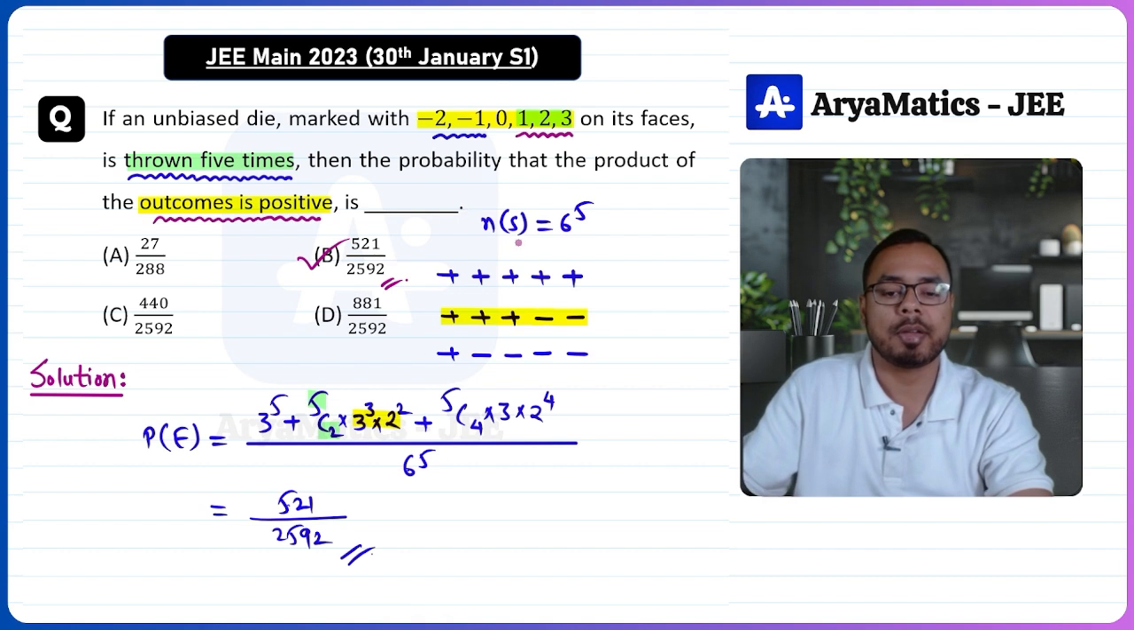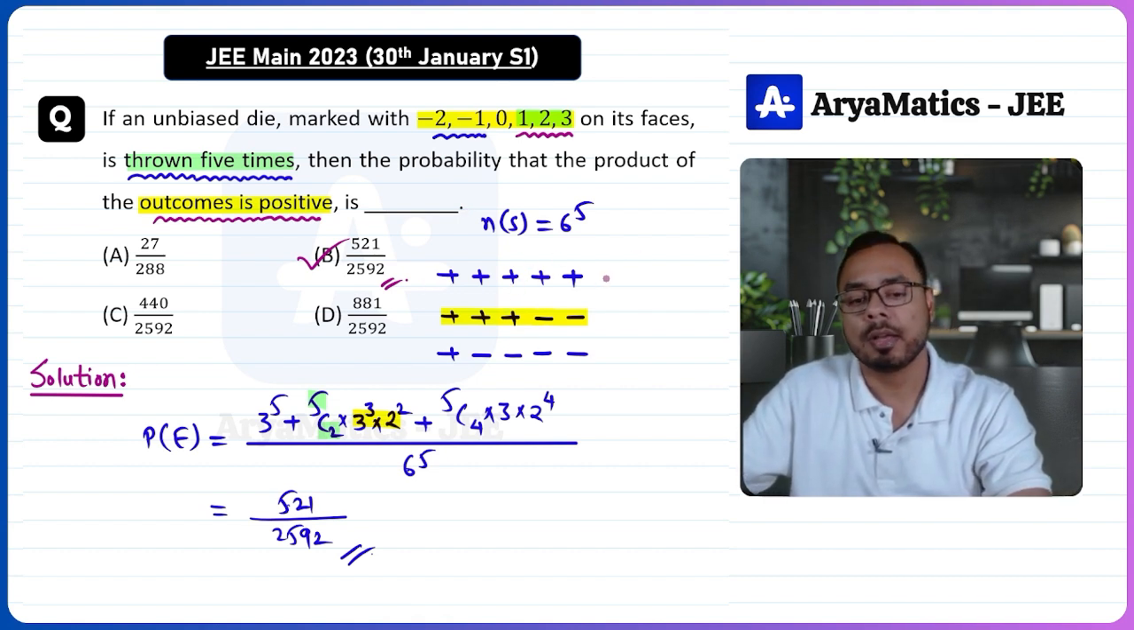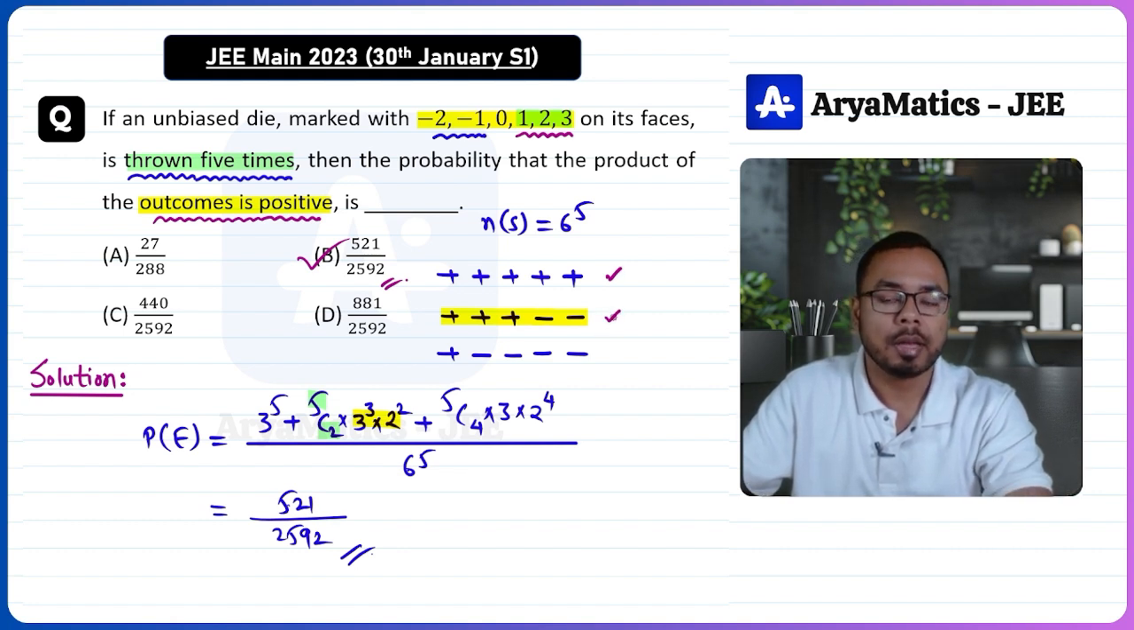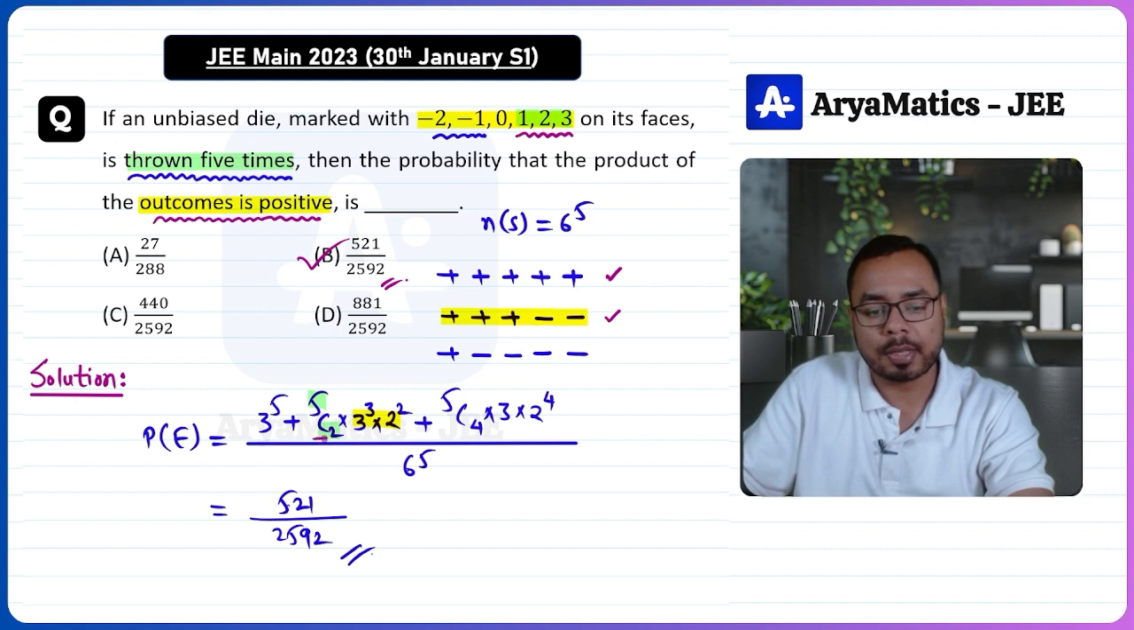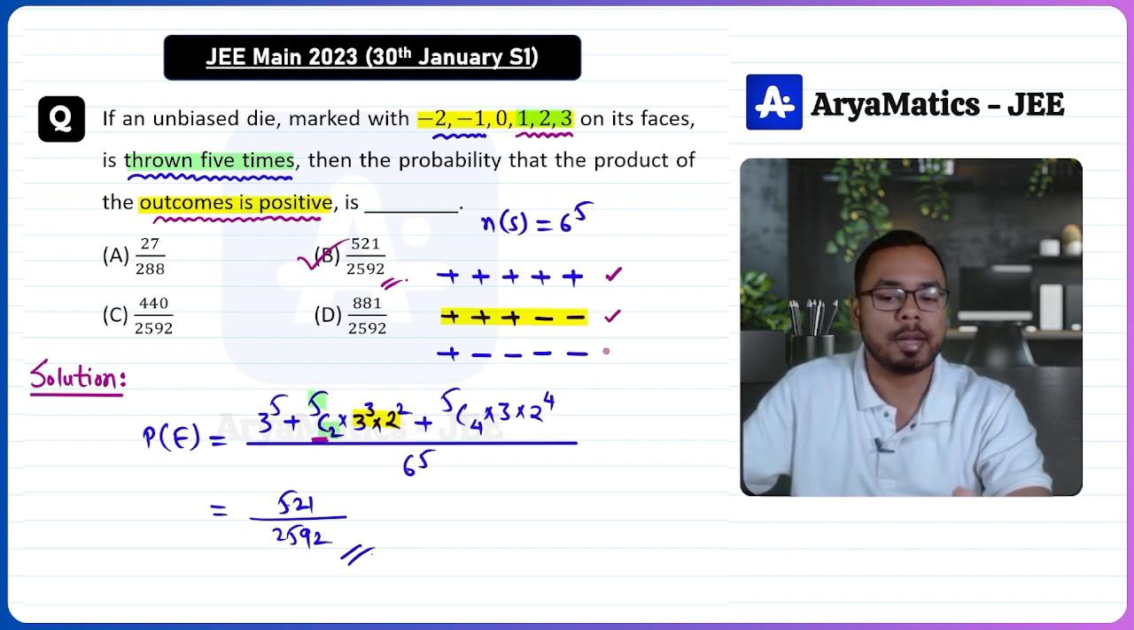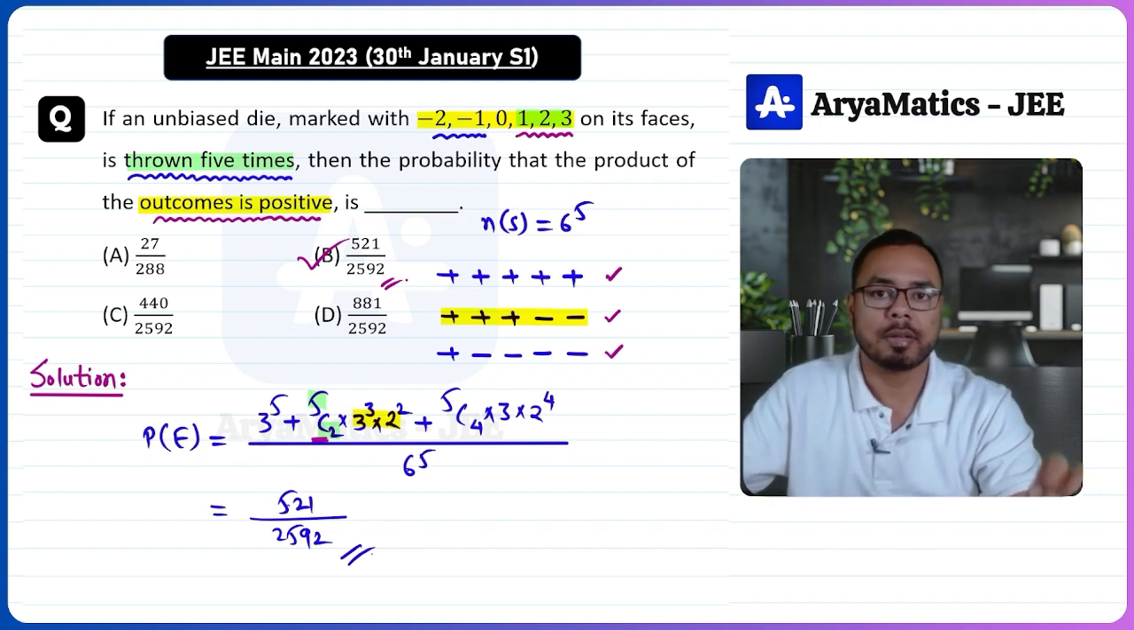So this was a problem where you have to consider these three possibilities. If I need a positive product, either all five positive, or any three positive and two negative. This one represents those different cases. And similarly, the last one, any one positive and the remaining four negative. And then probability is the number of favorable cases divided by the total number of cases. So after simplification, we will get the second option, and that is the correct answer for this problem.